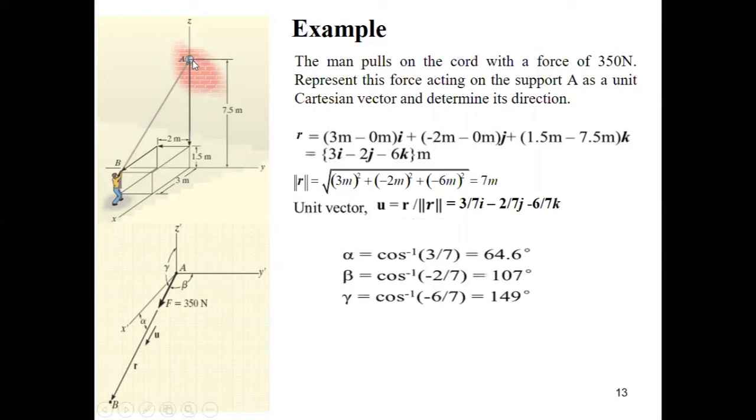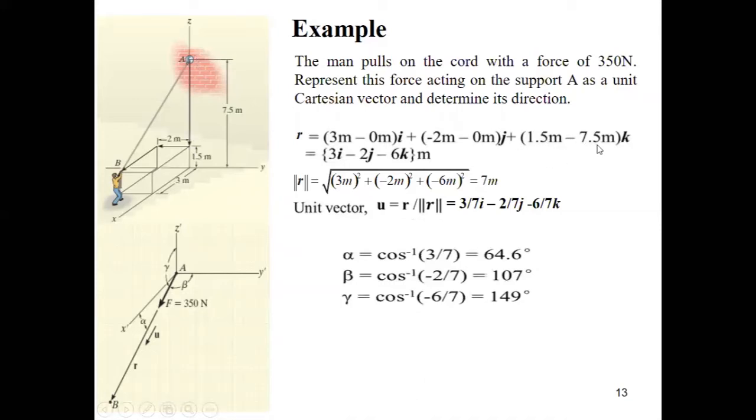So the position vector is B minus A. B minus A means the i component, j component, and k component. So B is 3 minus 0, i. The y component is minus 2 minus 0, j. The z component is minus 1.5 minus 7.5.